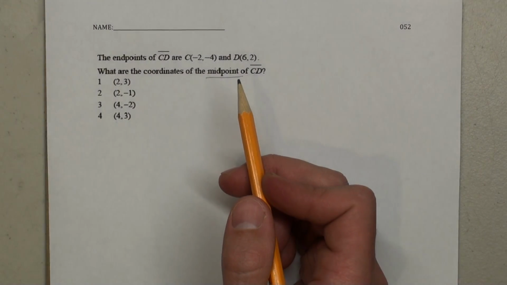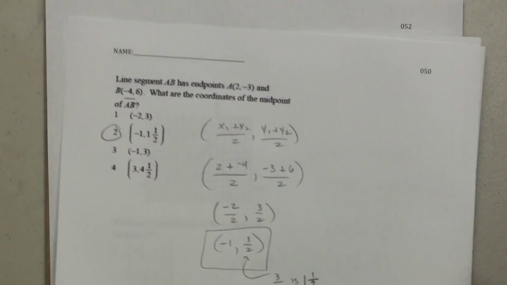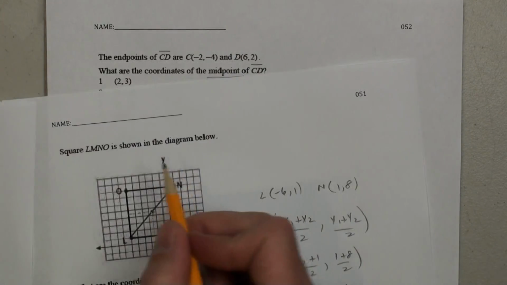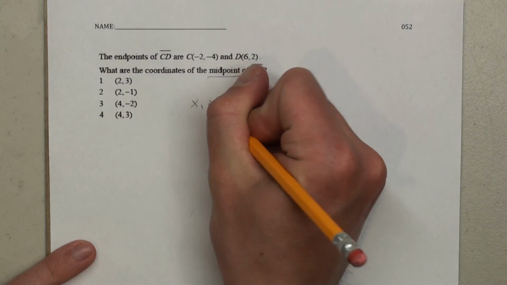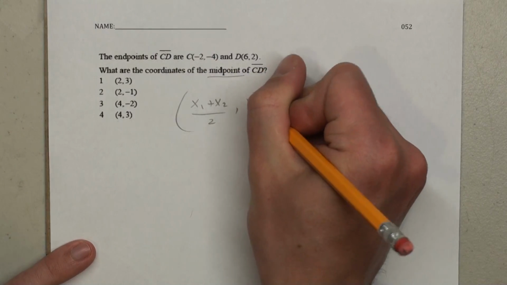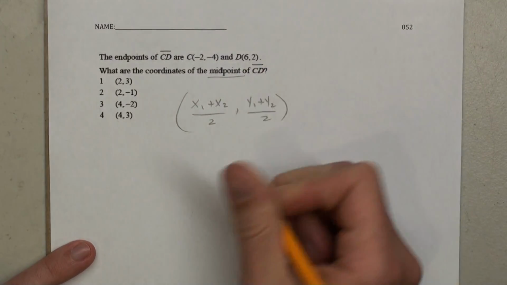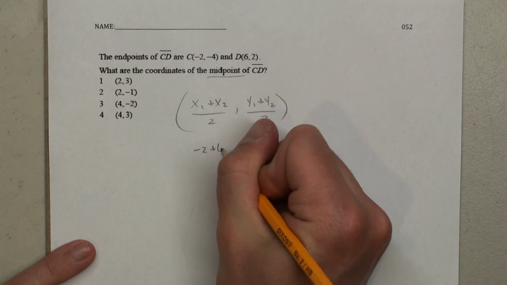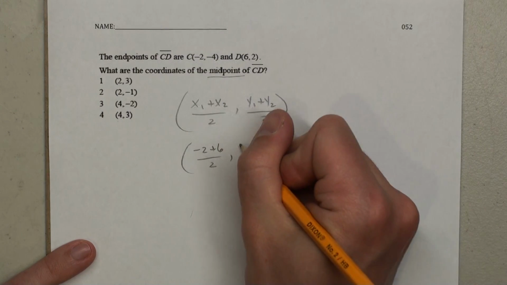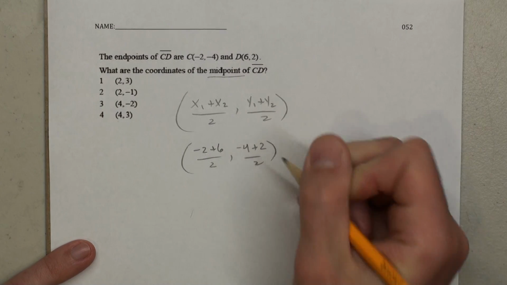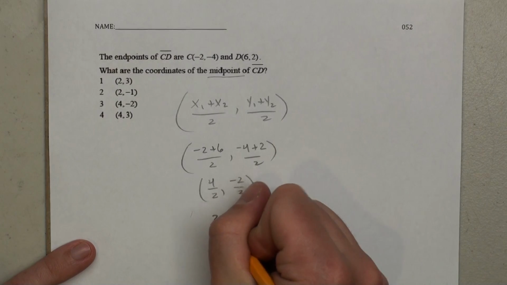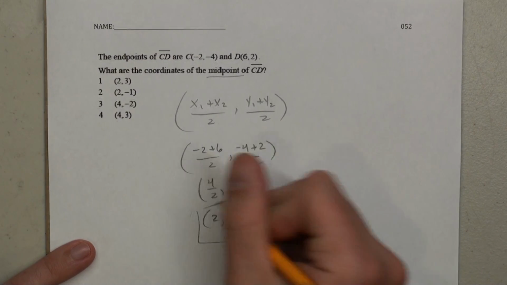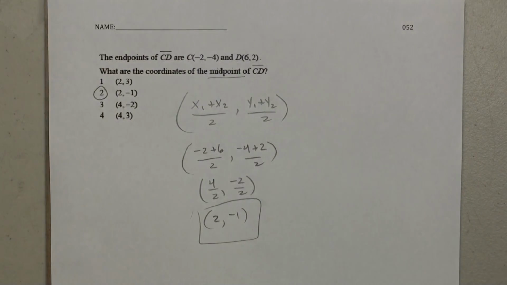Midpoint. -2 plus 6 over 2, -4 plus 2 over 2, 4 over 2, -2 over 2, 2 comma -1. Straightforward.